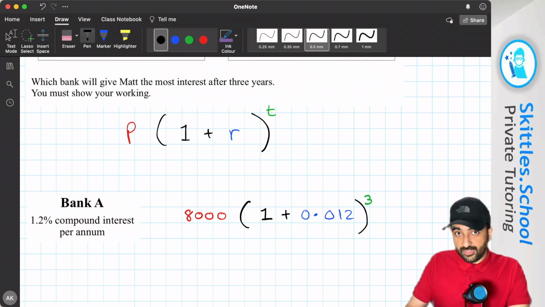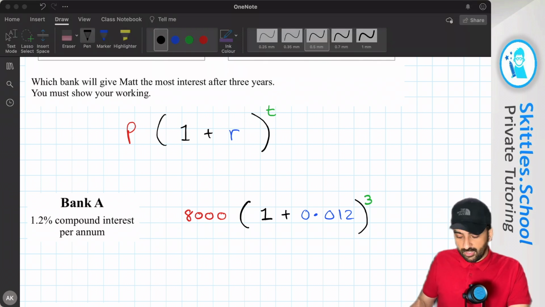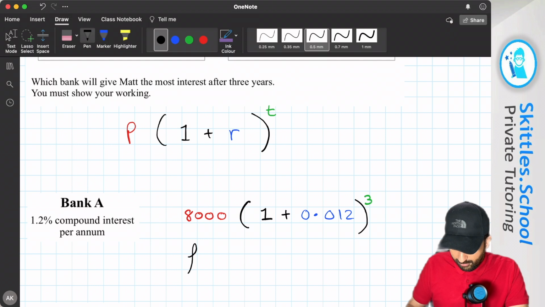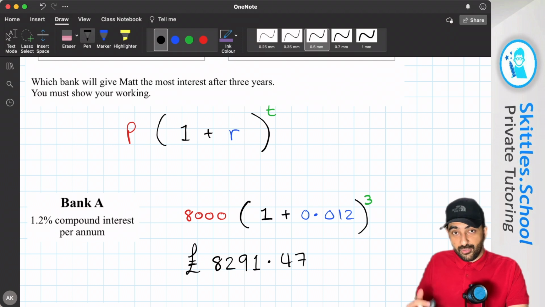Now if you plug all these numbers into your calculator, it will give you the total value of the investment in Bank A. It works out to £8,291.47. So that's the amount of money the bank will give him back after 3 years.